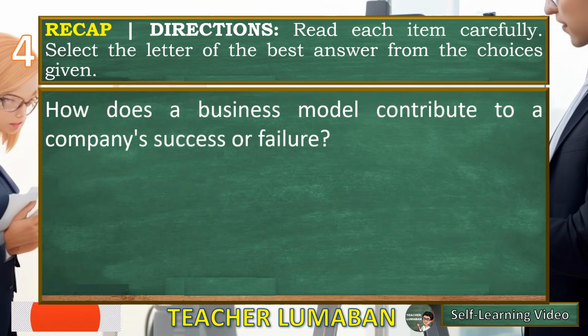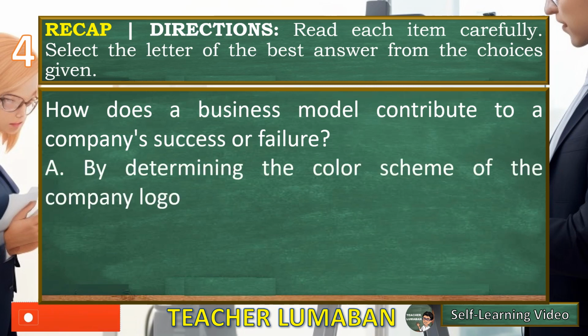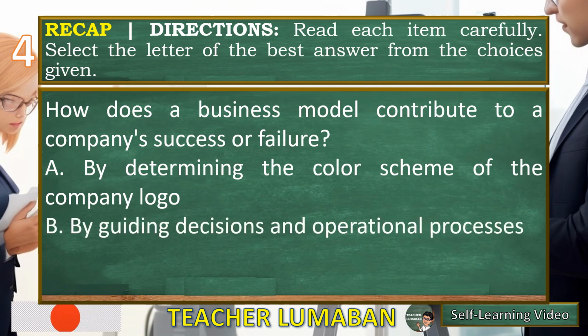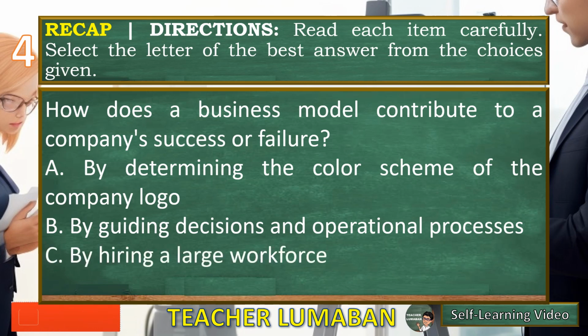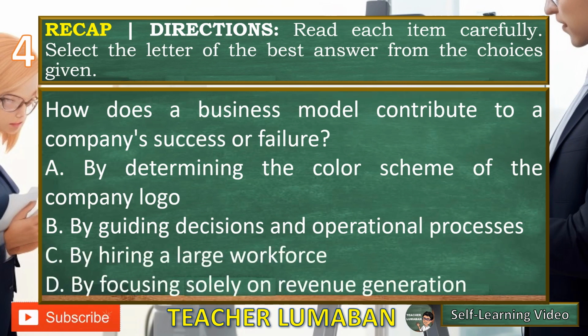How does a business model contribute to a company's success or failure? A. By determining the color scheme of the company logo. B. By guiding decisions and operational processes. C. By hiring a large workforce. D. By focusing solely on revenue generation.